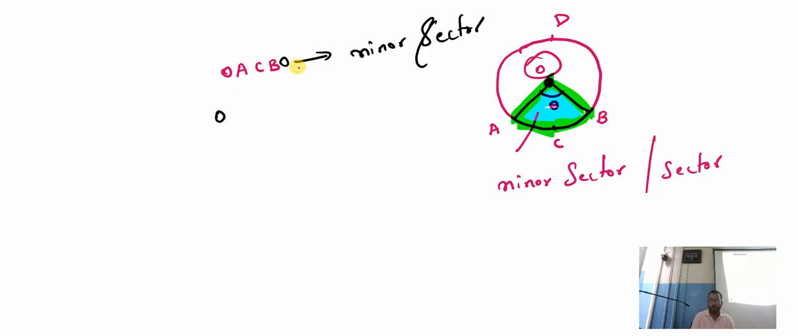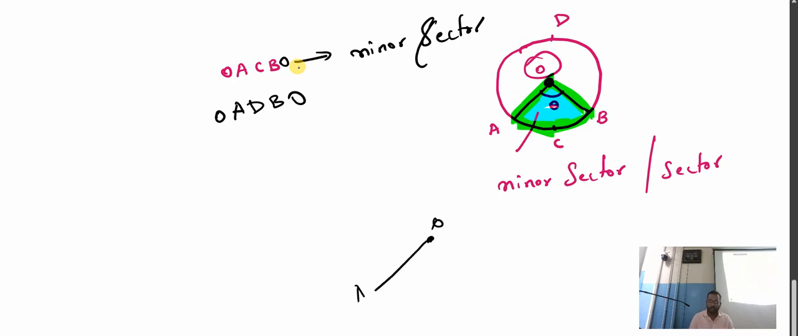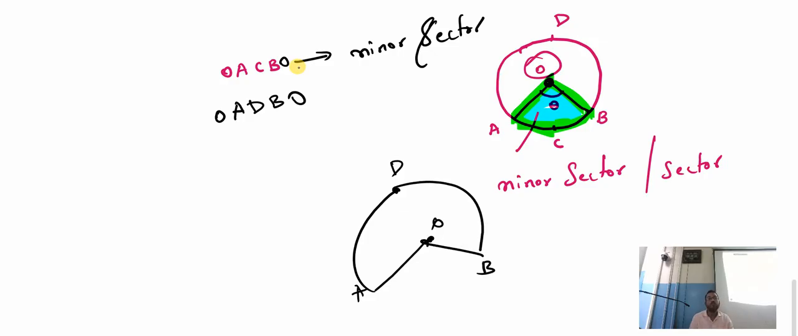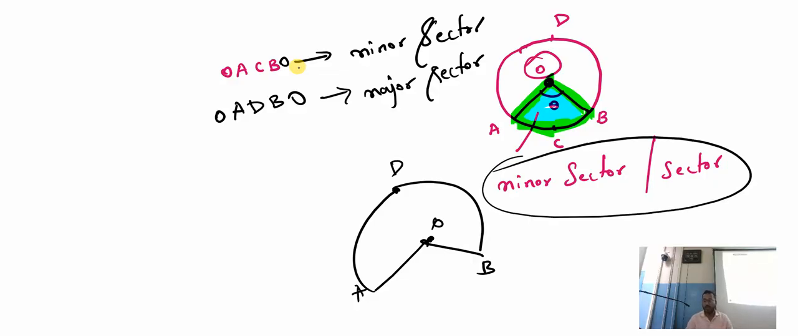Similarly, start from O, A, D, B, O. Correct? So this region is our major sector. This is the difference between minor sector and major sector. And children, don't get confused: minor sector is also called just sector. Both are the same. Clear?